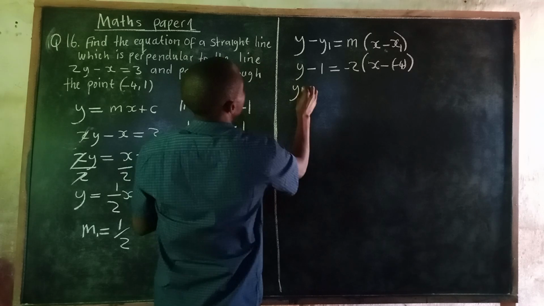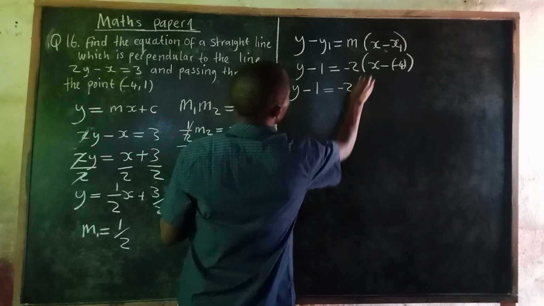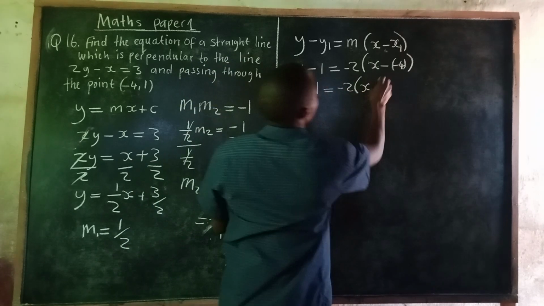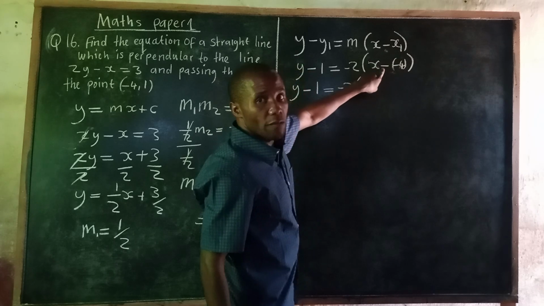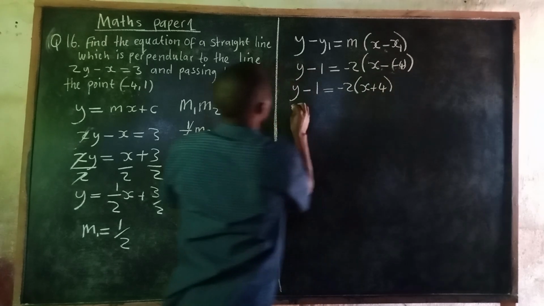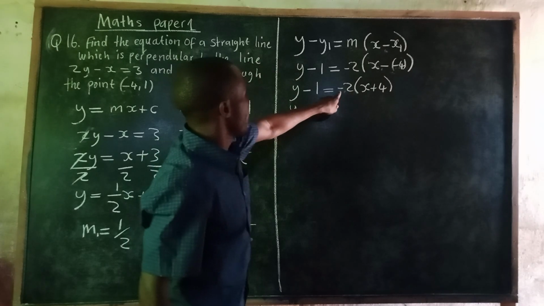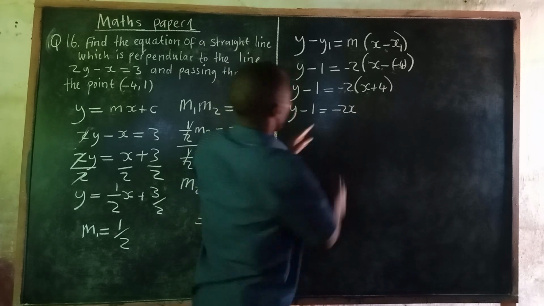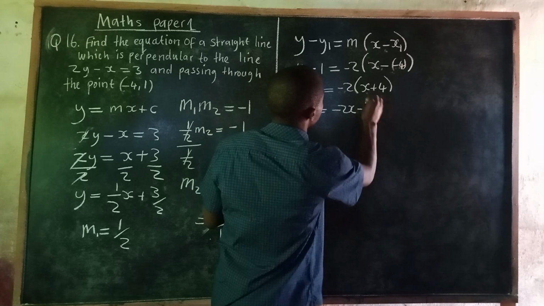So from there now we can simplify further. y minus 1 equals -2. Let us simplify what is in the bracket. x. Then when we multiply, I want to get rid of this bracket which is inside. So negative times negative is positive now, positive 4. Then from there, y minus 1 equals, you are going to multiply. Negative 2 times x, the answer is negative 2x. Okay? Negative 2 times positive 4, the answer will be negative 8.